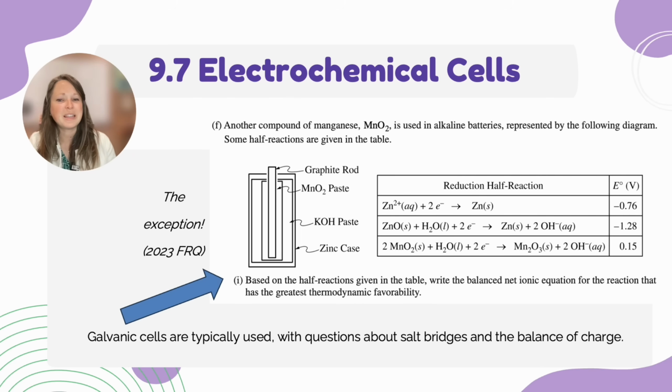All right, so with these electrochemical cells, this is just an example FRQ, and a lot of students immediately saw this and they're like, what is going on with that diagram? Don't worry about that diagram. Jump right into the actual question. You're focusing on just writing the net ionic equation for the most favored reaction, so the reaction that's going to have the highest cell potential.